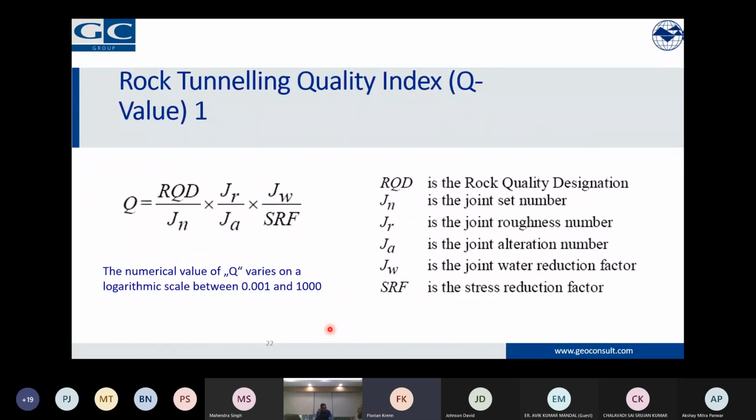Now, this is RMR standing as it is. Now the next very popular and very widely used system is the Q system, the Rock Tunneling Quality Index, which has a little bit different input parameters because RQD is still there. There is a joint set number, a joint roughness number, a joint alteration number, and a joint water reduction factor. So a lot of emphasis is put onto the joints. And the stress reduction factor is also given, which is reflecting certain peculiarities.